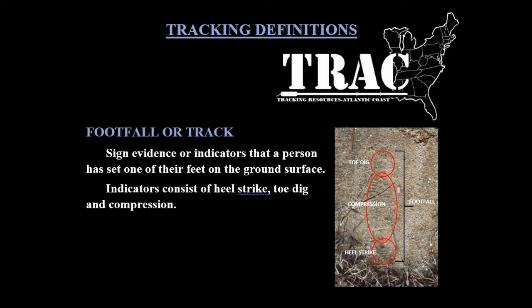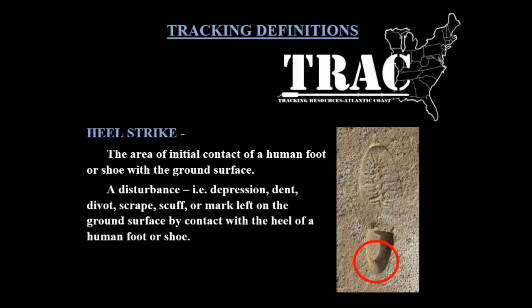First, let's think about the human footfall, or track. When a tracker is looking at human footprints, there are three things that we clearly define as being indicators that a track is a human footfall. Our first indicator is the heel strike. The initial contact area of the footfall is called the heel strike. This is the place where the heel hits the ground first.